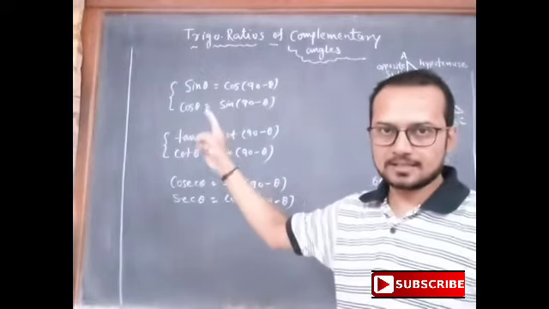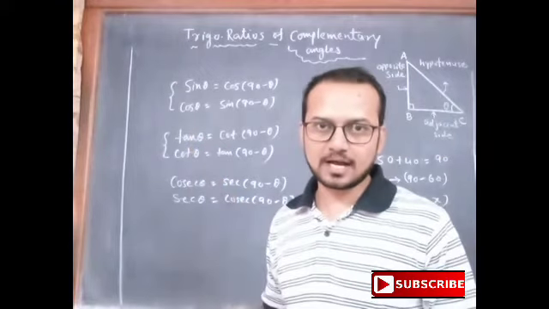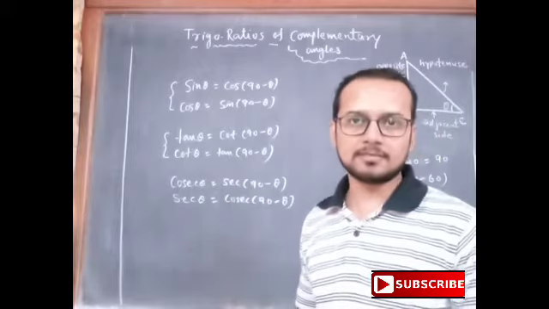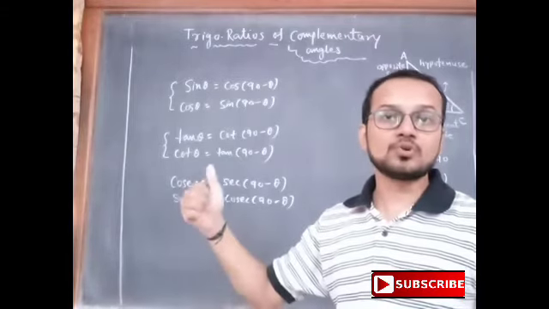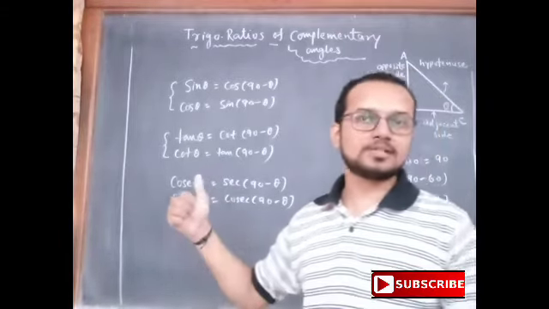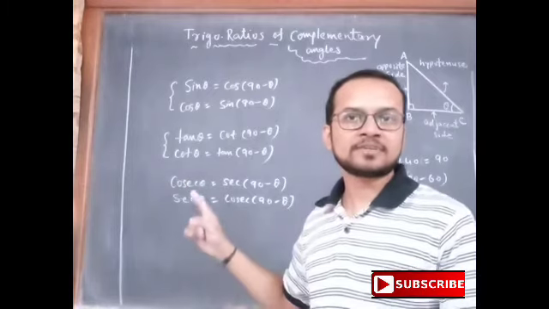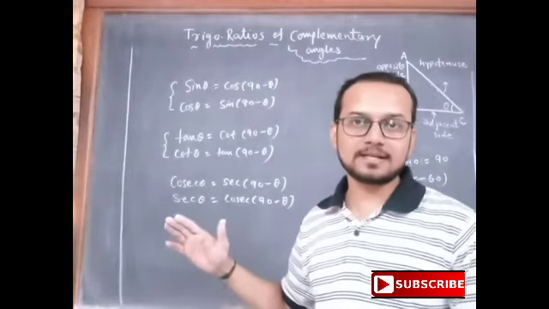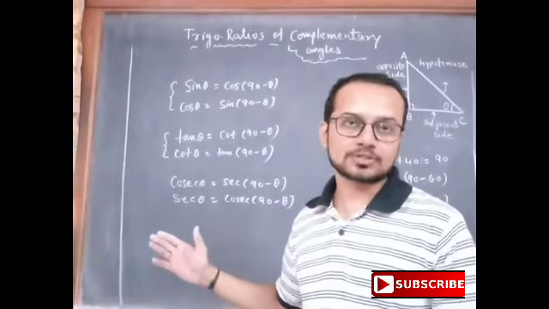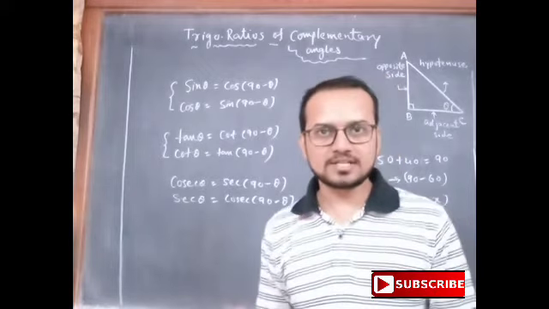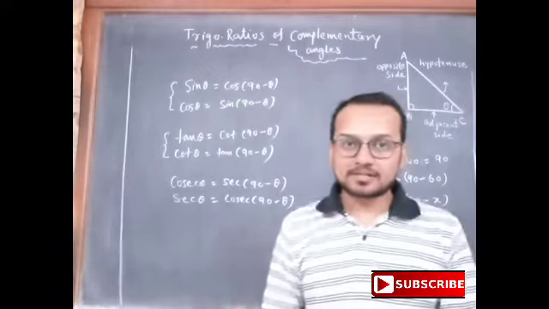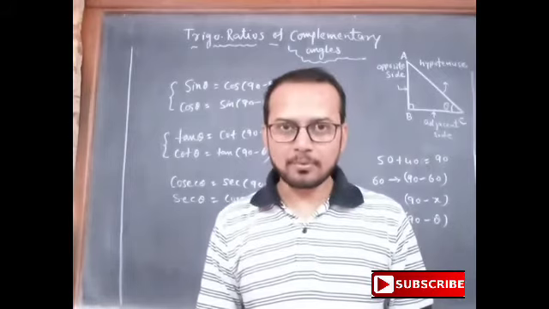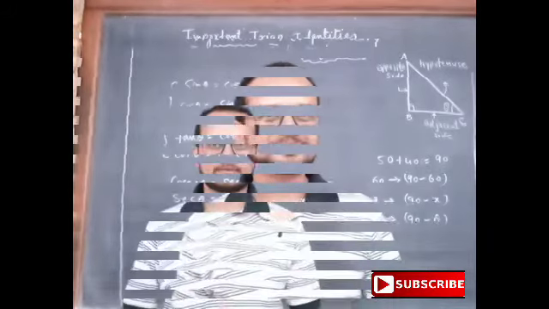Once again, sin theta equals cos (90 minus theta). So cos theta equals sin (90 minus theta). Tan theta equals cot (90 minus theta). So cot theta equals tan (90 minus theta). Cosec theta equals sec (90 minus theta), and sec theta equals cosec (90 minus theta). So these are complementary trigonometric ratios, and it is very important to remember.